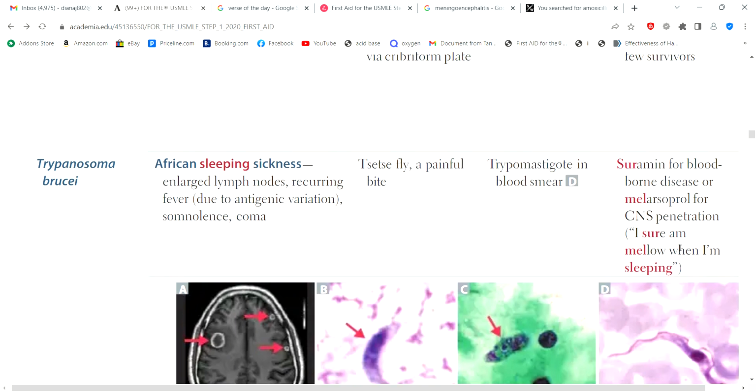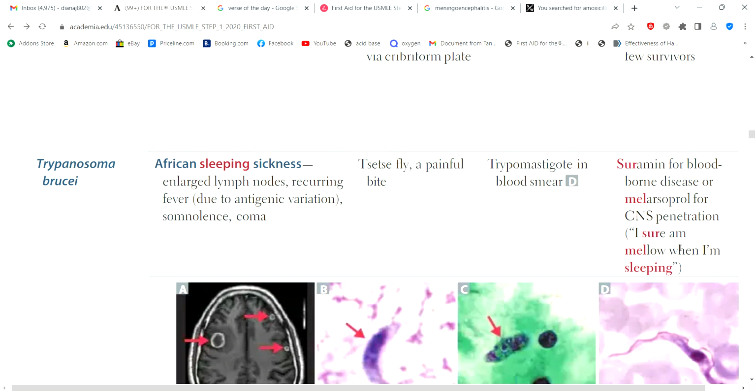Okay, so what you have to know about this is that Trypanosoma brucei is motile with a single flagellum. It causes African sleeping sickness. You get enlarged lymph nodes and recurring fever due to antigenic variation. What is antigenic variation? It's the variable surface glycoprotein coat undergoing constant antigenic variation.